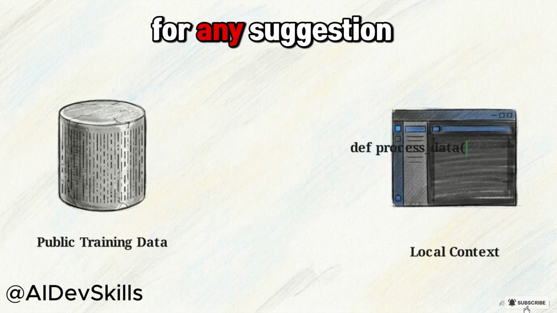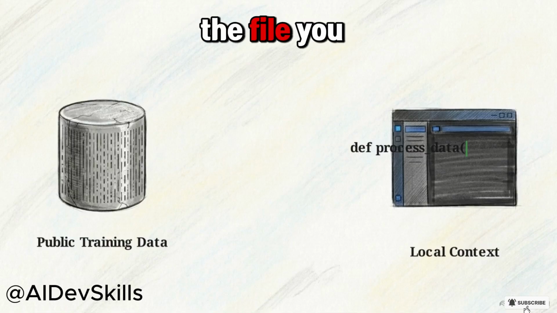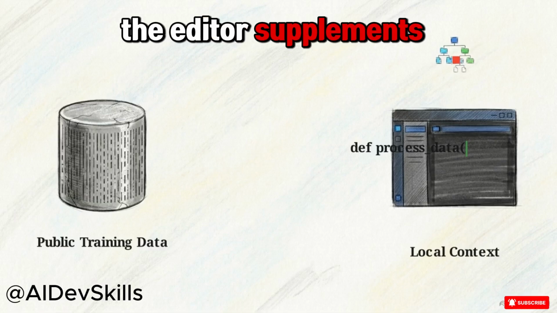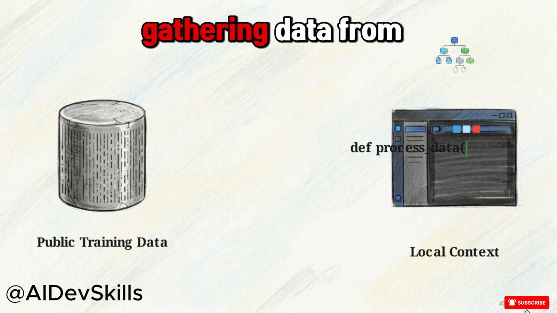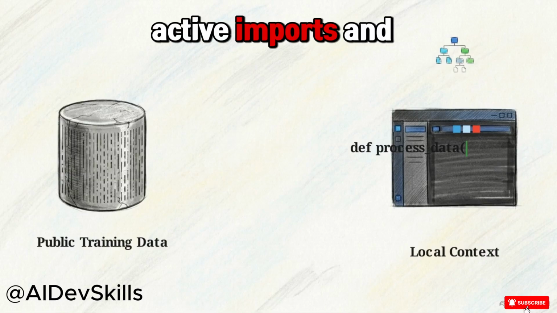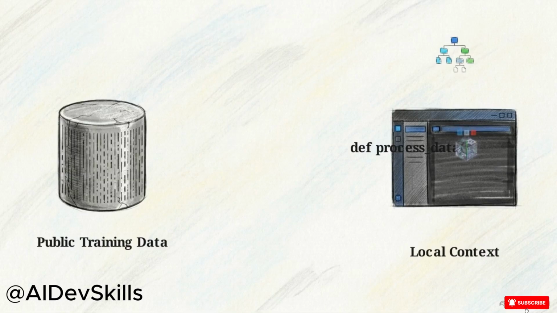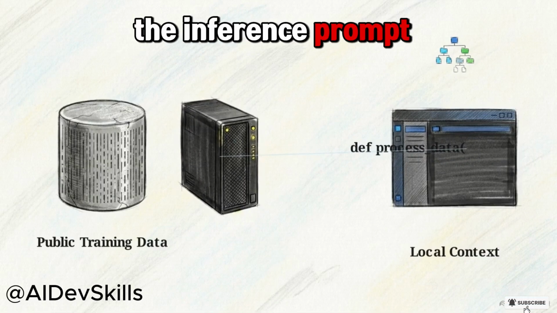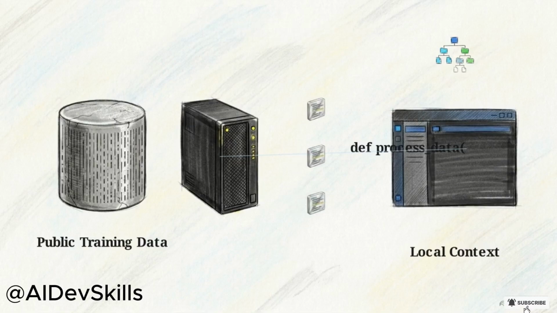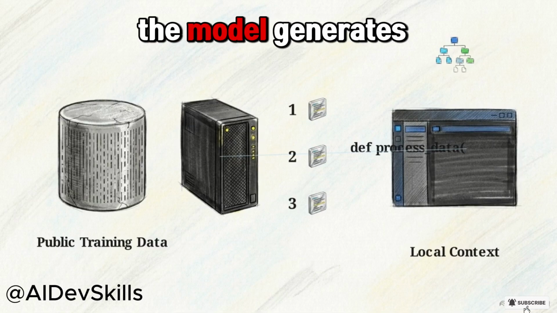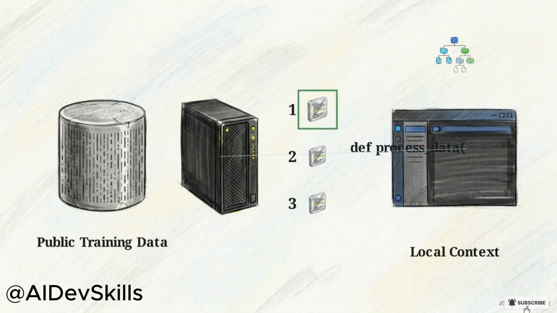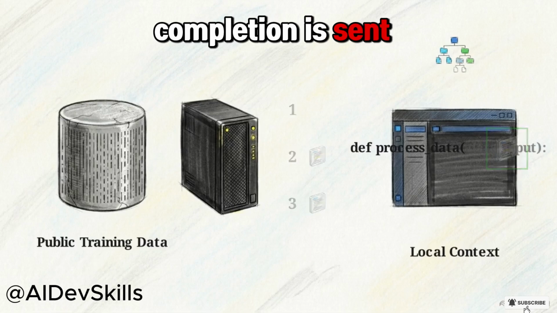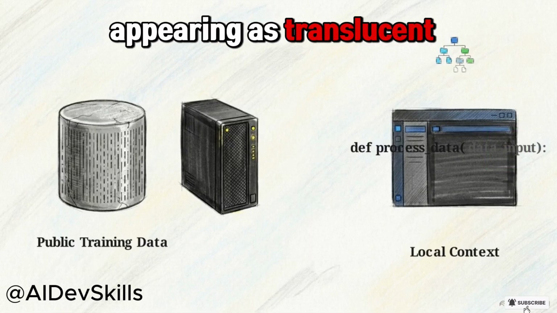The primary driver for any suggestion is hyperlocal, the file you are currently editing and the exact coordinates of your cursor. The editor supplements this with broader local information, gathering data from your other open tabs, active imports, and surrounding function signatures. This collective context is bundled into a single package, the inference prompt, and sent securely to GitHub servers. Once the prompt reaches the server, the model generates multiple potential completions and ranks them based on their statistical probability. The highest ranked completion is sent back to your editor, appearing as translucent ghost text.